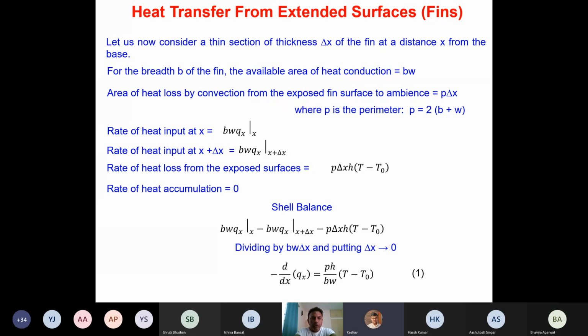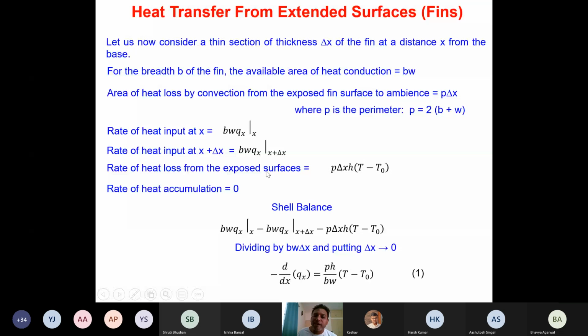Yes, sir. Okay. So now let us make a shell balance. The rate of heat input at x is given as BW, the heat transfer area for conduction, into qx, calculated at the location x. The rate of heat output at x plus delta x is also BW into qx, calculated at x plus delta x.